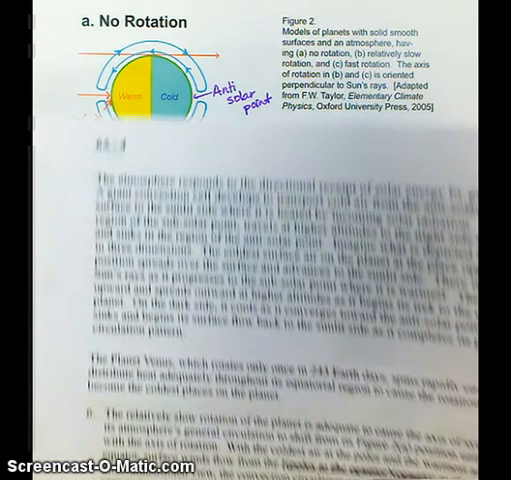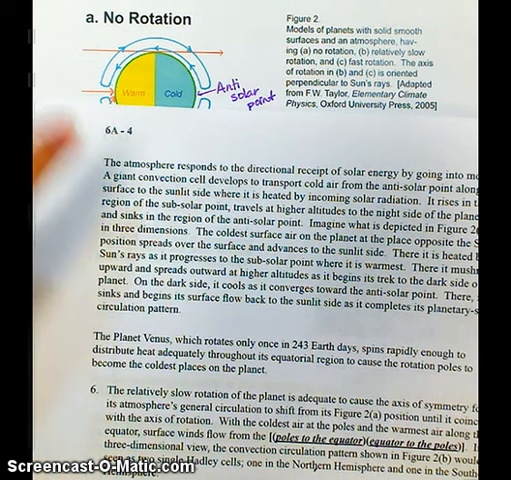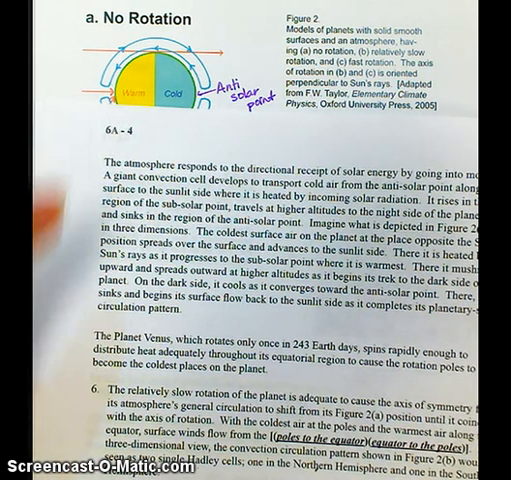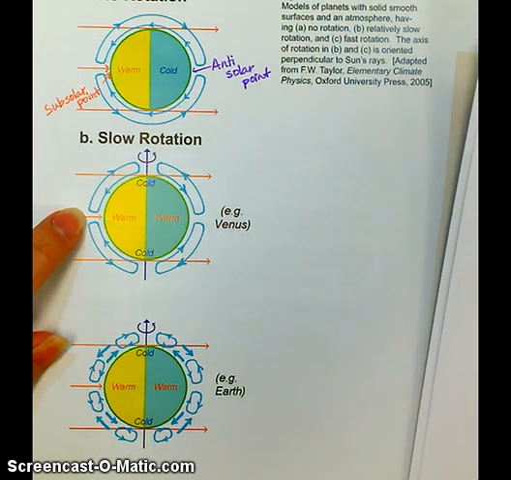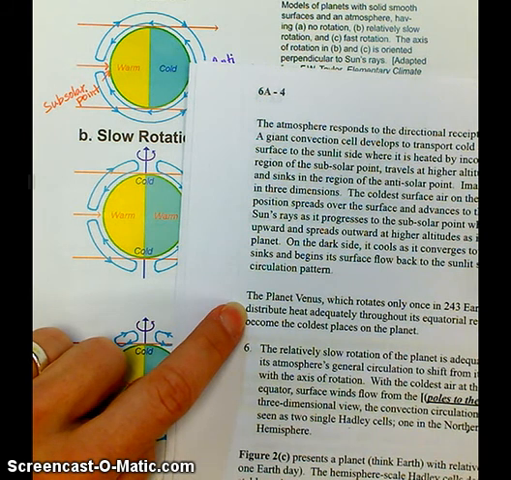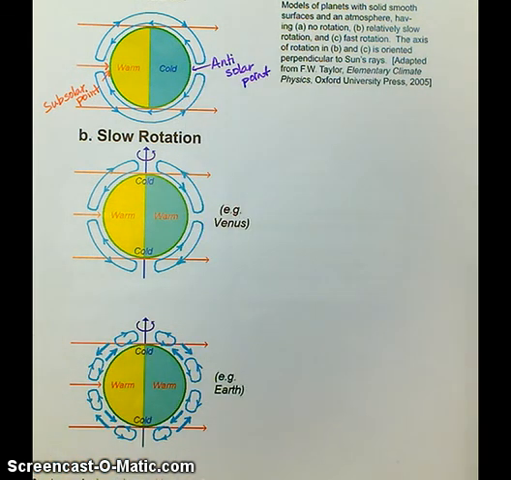On page 4 of your investigation, this whole paragraph is basically walking you through what I just discussed on 2A, so I'm not going to read this to you. All right, let's look at 2B, this graphic down here. And I'm going to start reading on your lab investigation right here, where it says the planet Venus. So the planet Venus, which rotates only once in 243 Earth days, spins rapidly enough to distribute heat adequately throughout its equatorial region to cause the rotation poles to become the coldest places on the planet.